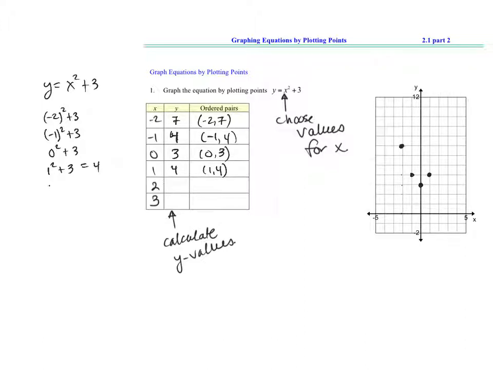And then that happens as well with 2. If we square that and then add 3, we'd get 7, which is what we got here. So there is a kind of a mirrored point right over here. And then if we put in 3 squared plus 3, we would get 9 plus 3, which is 12. And so that would be over here.